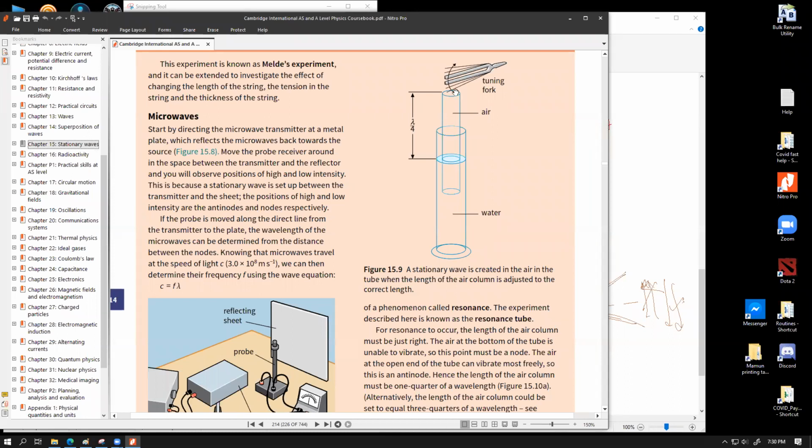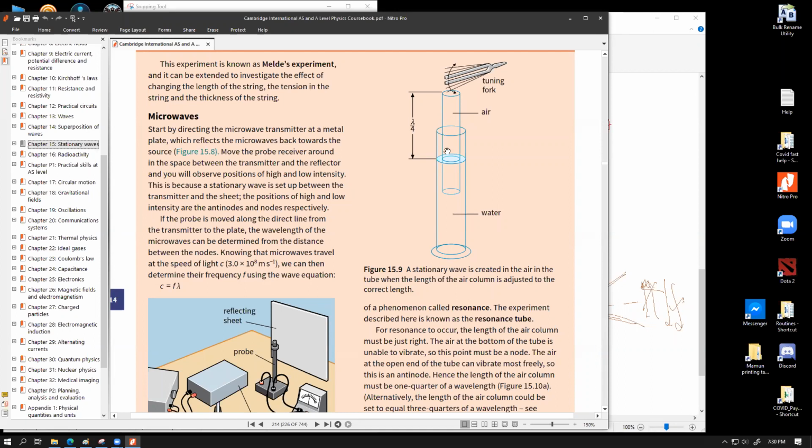So the open end over here is going to work as our antinode, and this water surface is going to work as our reflecting surface. This is going to be our reflecting end. So this is going to be our node. So this trapped air inside this thin tube is going to work as a one end closed tube.